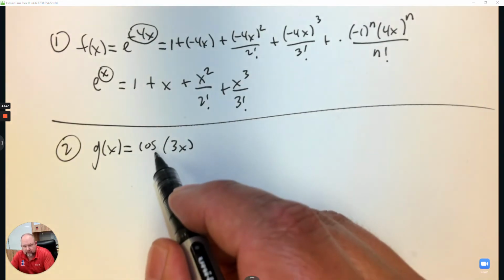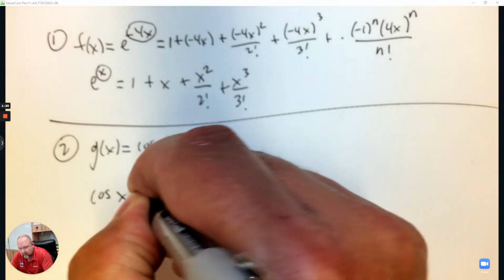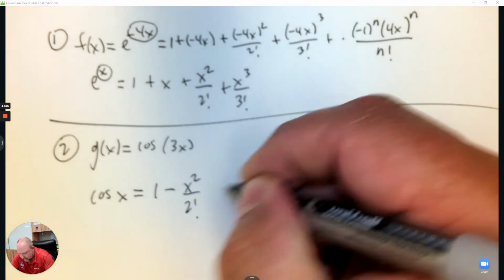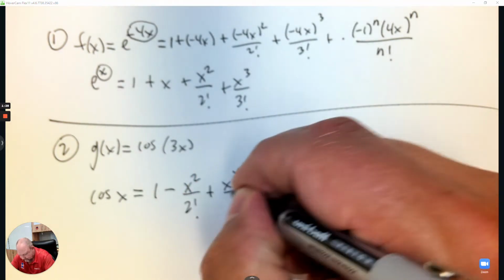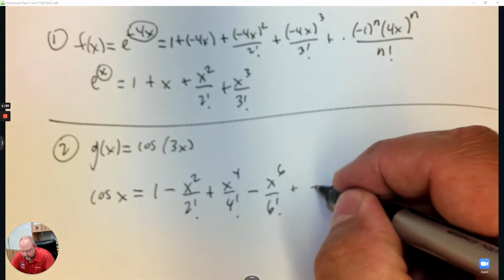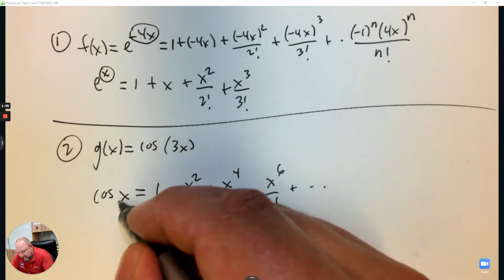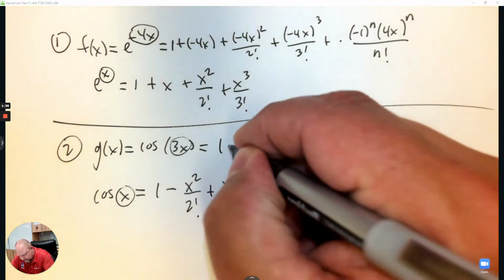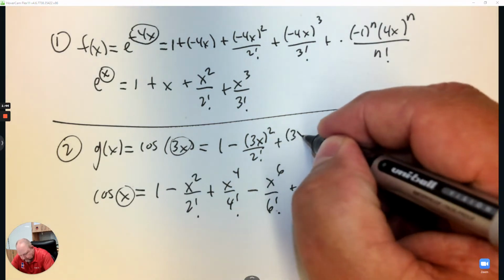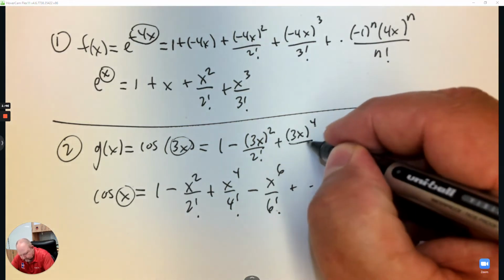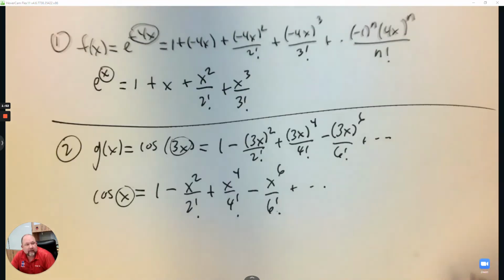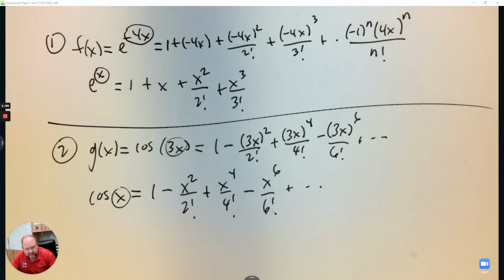So a good first step is to know this is obviously connected to cosine. So I'm going to write cosine. What's the series that you need to have memorized? It's 1 minus x squared over 2 factorial plus x to the 4th over 4 factorial, minus, and there's the pattern. Instead of x, put in 3x. And there it is. Now the nth term again.